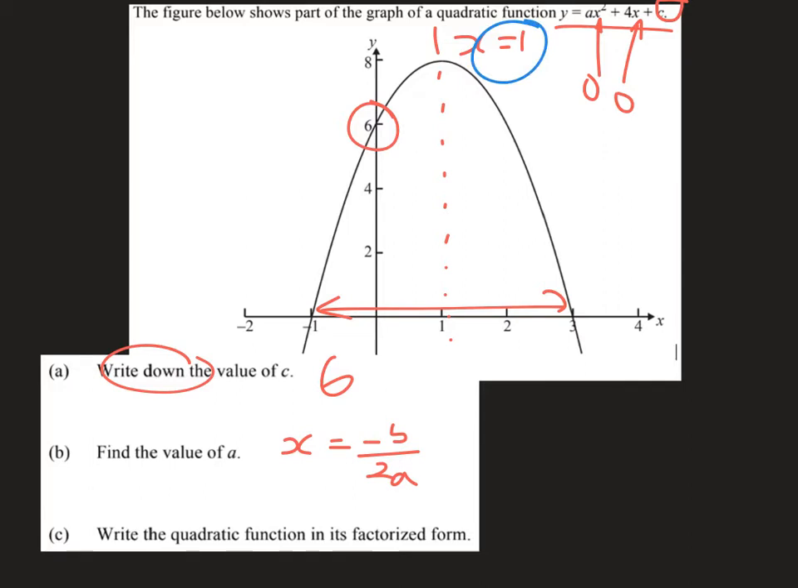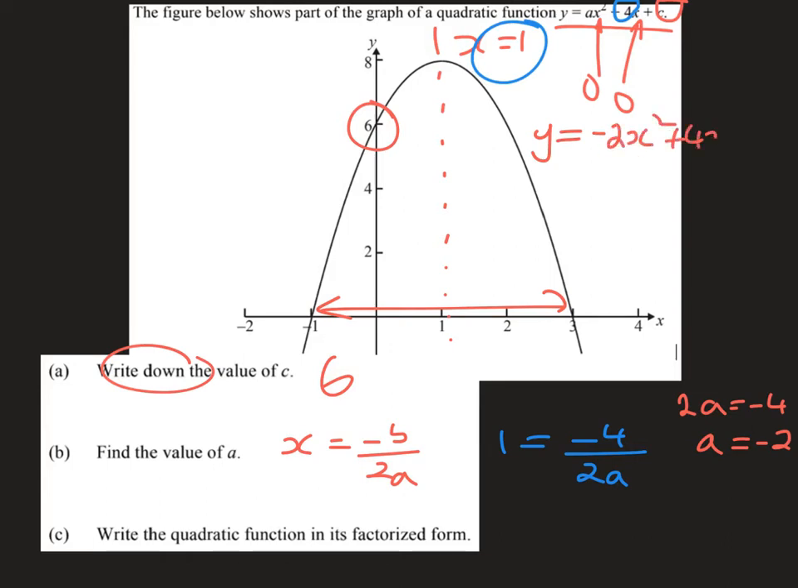So we found from up here that x is equal to 1, and we know that b is the coefficient of the x term. So the coefficient of the x term, the number in front of it, is 4, so that's going to be equal to minus 4 all over 2a, which we don't know. So we can therefore rearrange that. So 2a is going to be equal to minus 4, so therefore a is going to be equal to minus 2. So our quadratic then is going to be y equals minus 2x squared plus 4x plus 6.